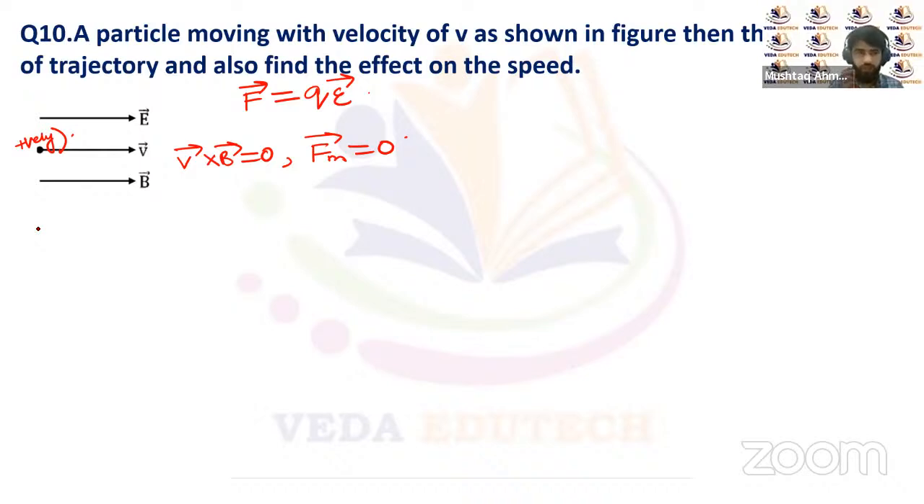Since initially the angle between the electric field vector and the velocity vector is 0 degrees, the electrostatic force will be along the direction of the velocity vector if it is a positively charged particle. And initially the particle was moving along the same direction as that of the electric field vector. It means the force will also be along the velocity vector, so the particle will not change its path. It will continuously move along the same path.